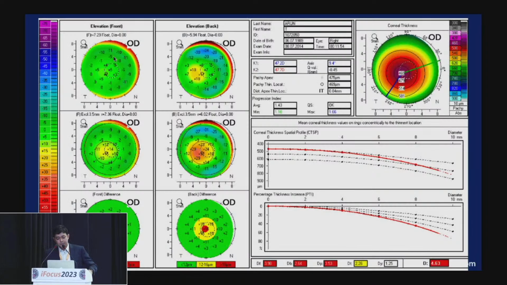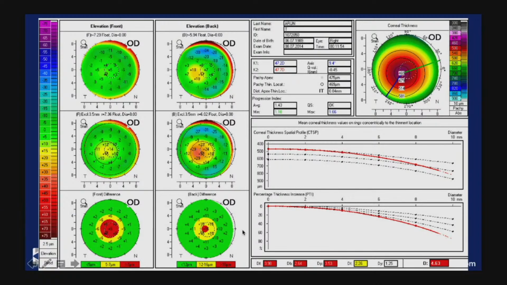So essentially, this is the normal elevation data. This is the reference sphere after the central 3.5 millimeters has been excluded. And then this is the difference between the two scans. And even that is color coded. There is a certain difference which is permissible, like up to 5 or 5 to 7 microns on the anterior surface or 12 to 15 microns on the posterior surface. But any difference beyond that is considered a red flag sign.